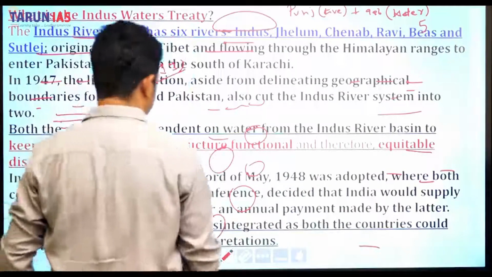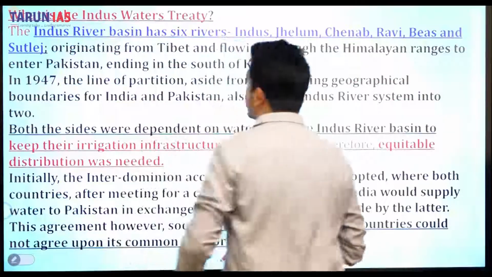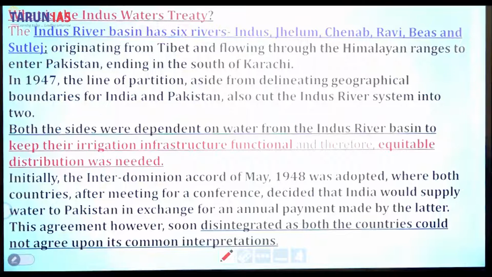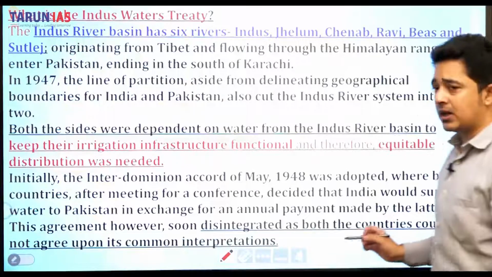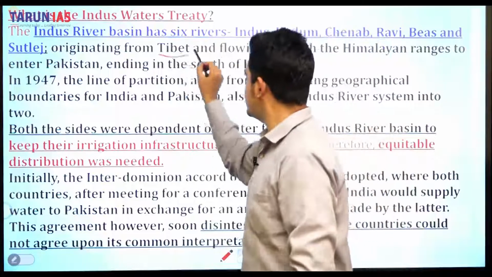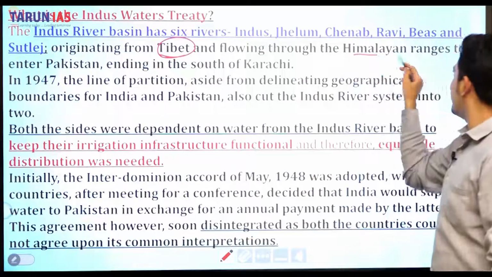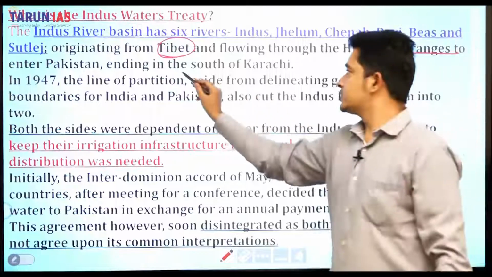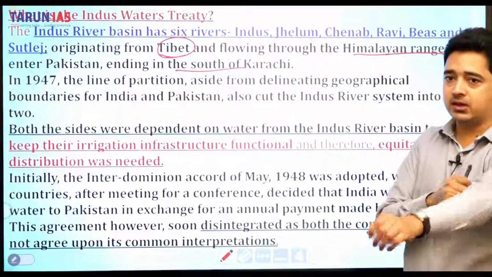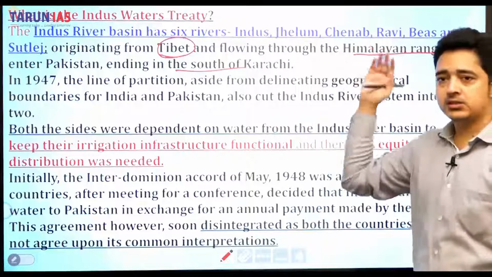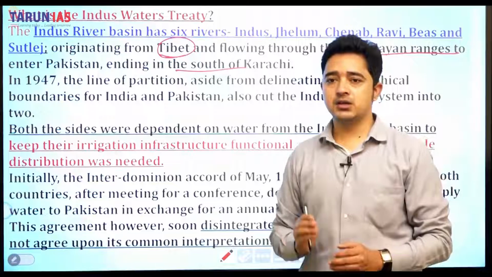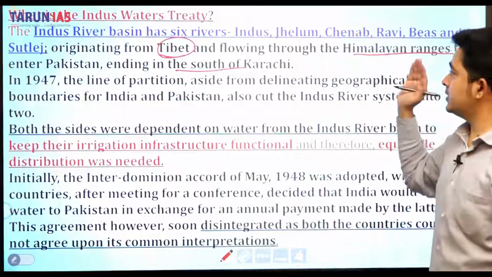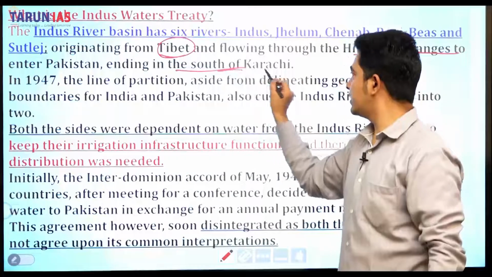So here it is: the Indus River basin has 6 rivers: Indus, Jhelum, Chenab, Ravi, Beas and Satluj. They originate from the Tibetan Plateau, which I already told you, and flow through the Himalayan range to enter Pakistan, ending in the south of Karachi. So all these rivers under the Indus Water Treaty originate from the Tibetan Plateau and end south of Karachi.